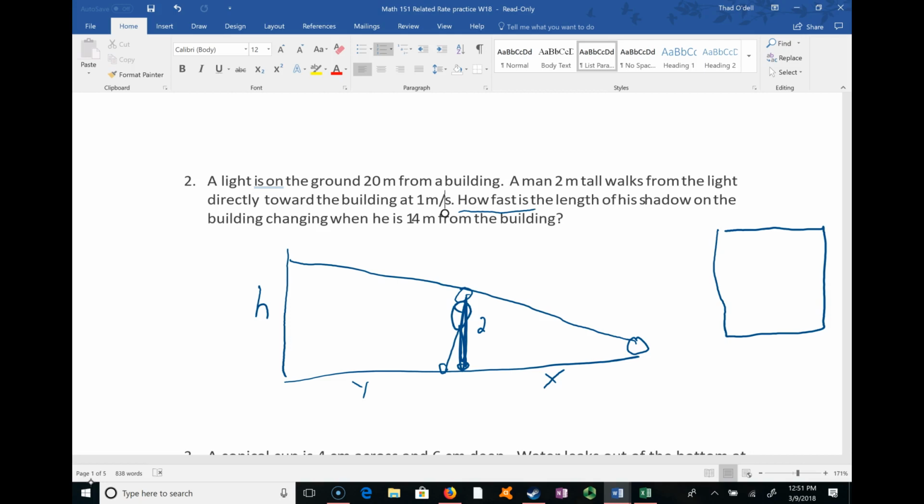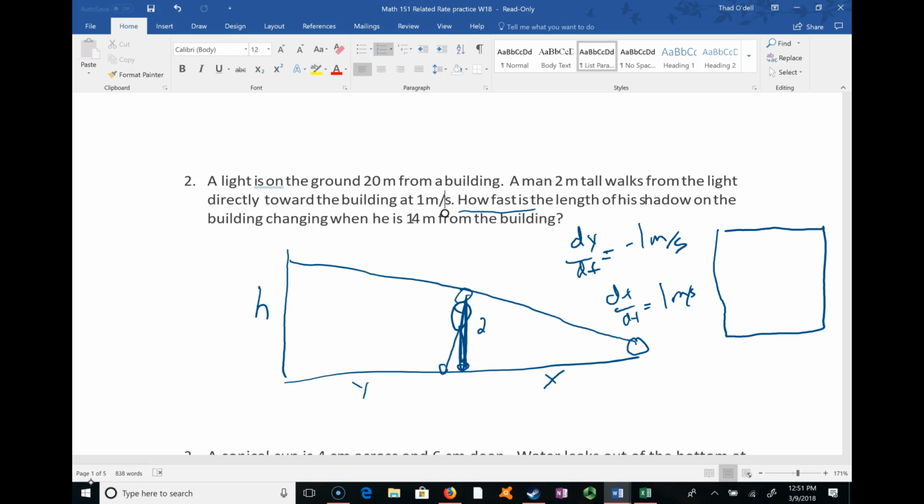We could think of dy/dt. That would be equal to negative 1 meter per second, right? Because it would be shrinking 1 meter per second as he walks. Or we could think of dx/dt as positive 1 meter per second. Okay, you see that? Because his walking is going to change both of those things. Okay?